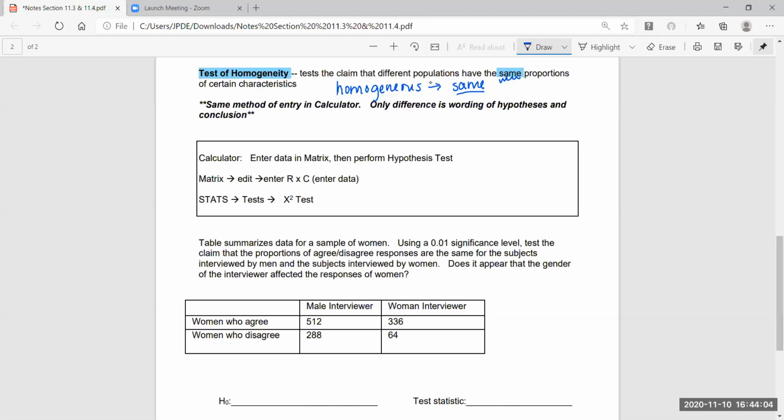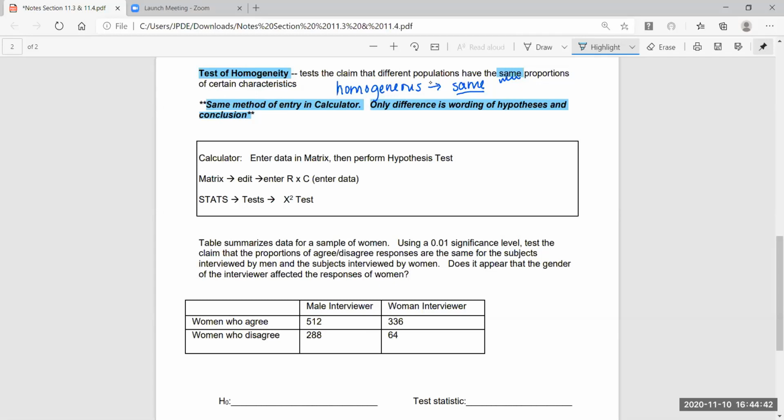So sometimes with this one, you have to watch for it a little bit more in that your brain will say, oh, I have a table. And then you think, well, maybe it's independence or homogeneity. And when you see that word same or different, that would tell you that it's a test of homogeneity. I have here that it is the same method of entry in the calculator. The only difference is the wording of the hypotheses statements, plural, and the conclusion. So you're not going to have the word independent in there. You're going to have the word same and different in there.